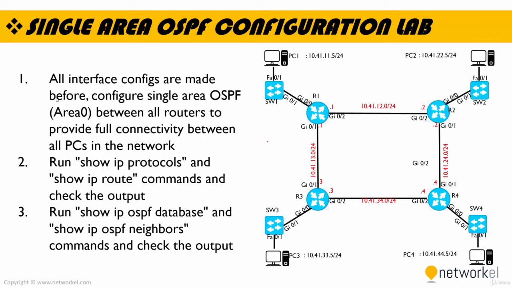The first step is all interface configs are made before. Configure single area OSPF area 0 between all routers to provide full connectivity between all PCs in network. Pretty cool. As you can see in the figure, we have 4 routers connected to each other, but the question is saying that all interface configs are made before. That's good news, guys.